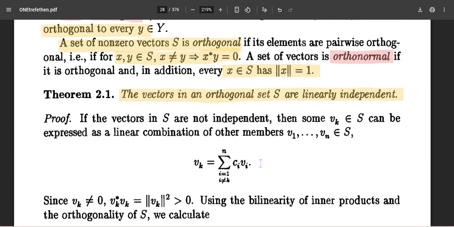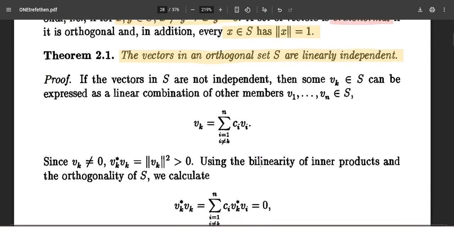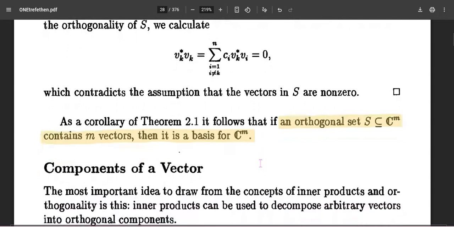An important theorem is that if we have a set of vectors that are orthogonal to each other, it means that they are linearly independent. A corollary of this theorem says that if we have an m-dimensional space and a set of m orthogonal vectors, then it forms a basis for the m-dimensional space. Later we will come back to this. This is a very important concept: the orthonormal basis is the best basis for the m-dimensional space.